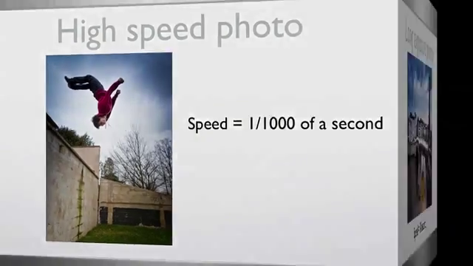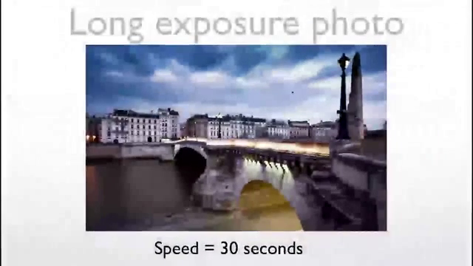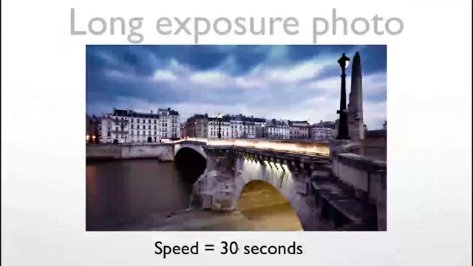This is another example of completely the opposite. The speed here was 30 seconds, which is the longest you can do in most cameras. And 30 seconds, look what happened to the clouds. The clouds got all fuzzy, stretched out. The water is silky looking. I love this type of photography. We call this long exposure photos. And I forced 30 seconds to get that result.